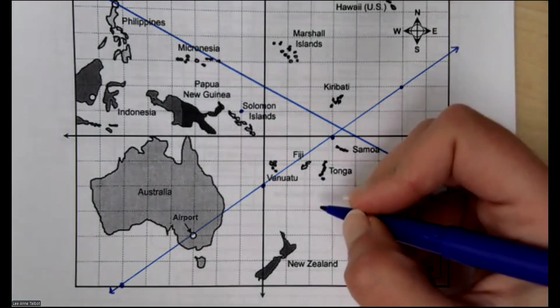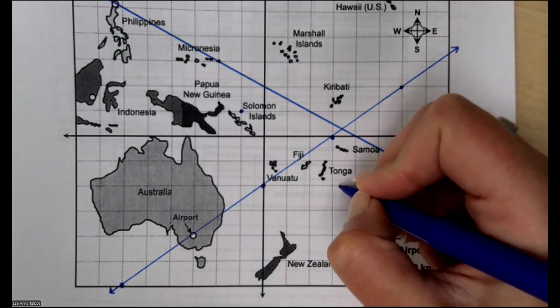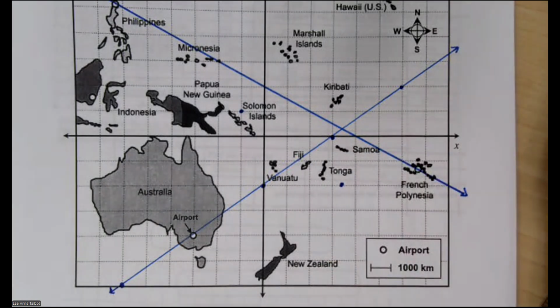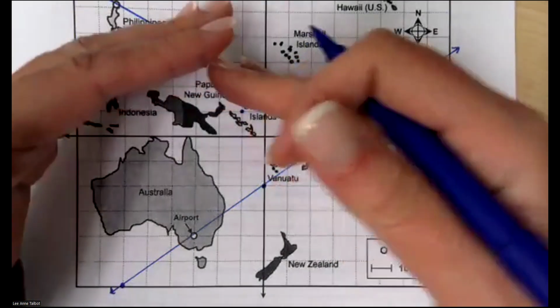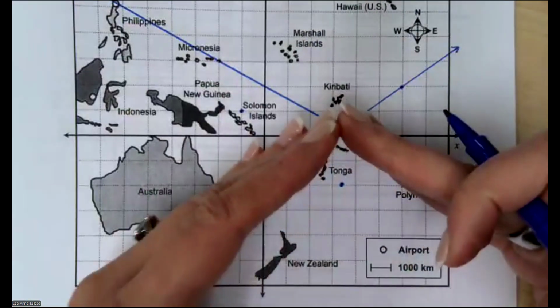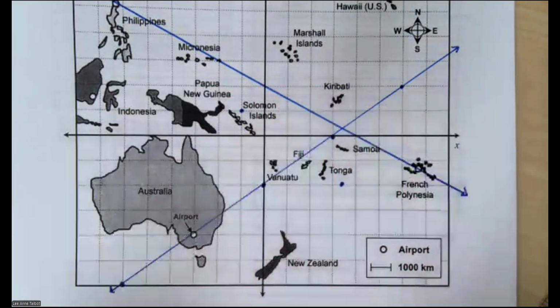Okay, and they said they were certain it was south of their flight path, so that's going to be somewhere down here. So we can now take this whole thing and we can narrow it down to this. So we're in here somewhere.